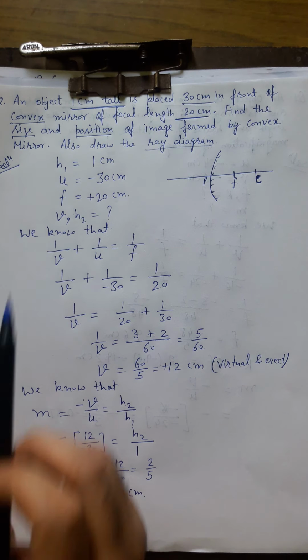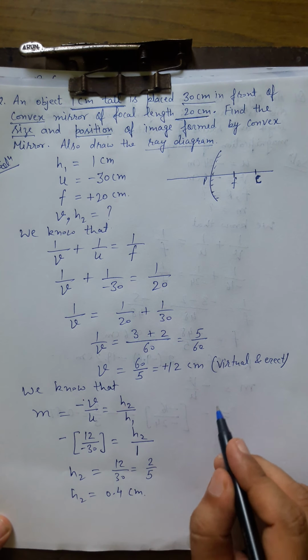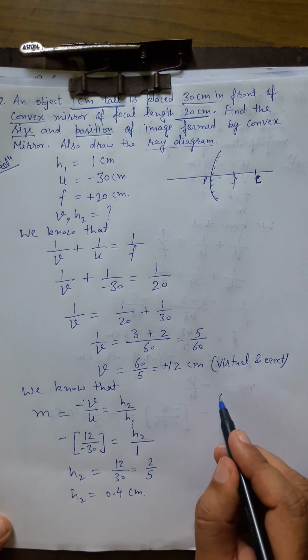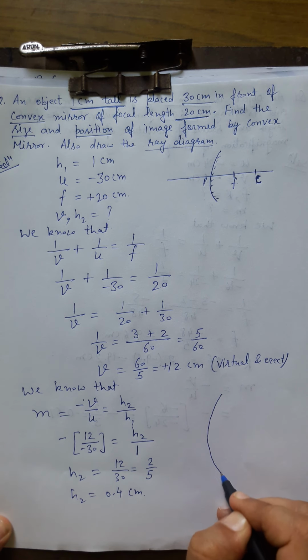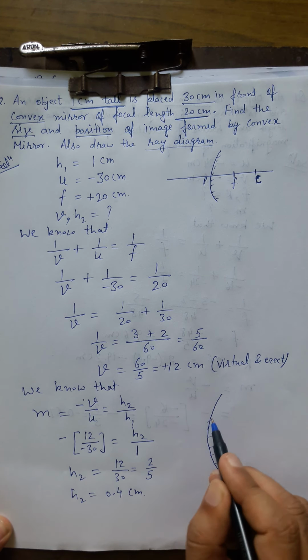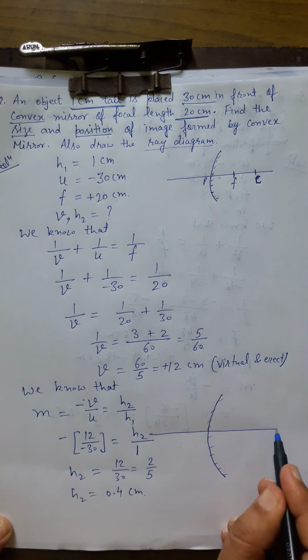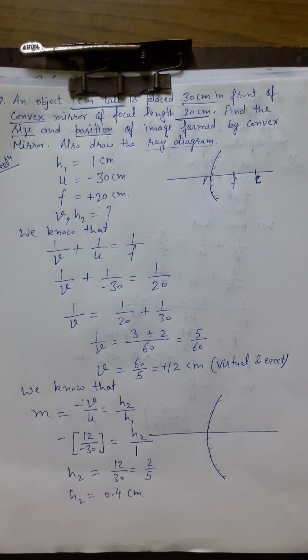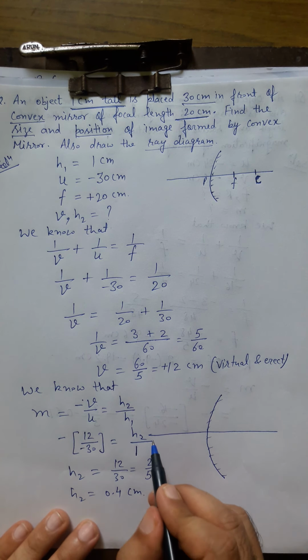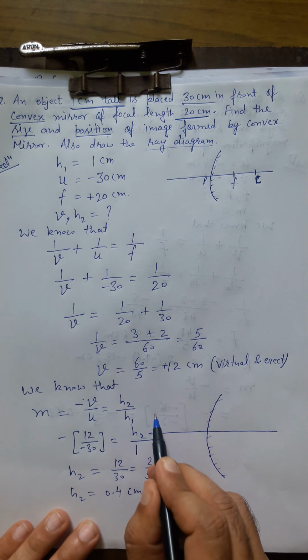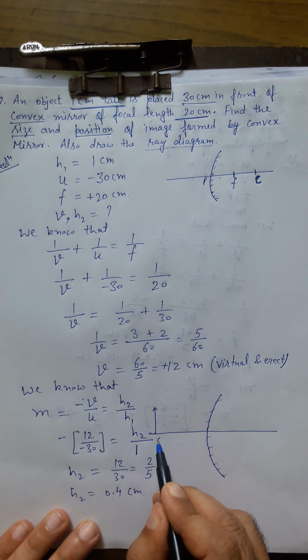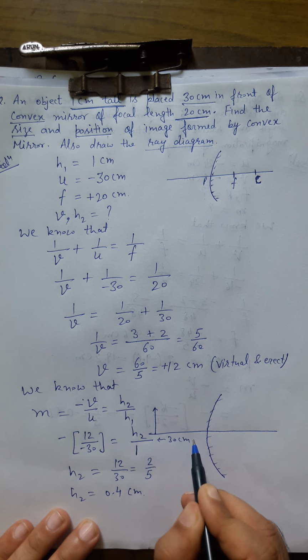Now we have to draw the ray diagram also. So for that we have considered a convex mirror like this. In this case your object is placed at a distance of 30 centimeters. So let me say this is the distance 30 centimeter.